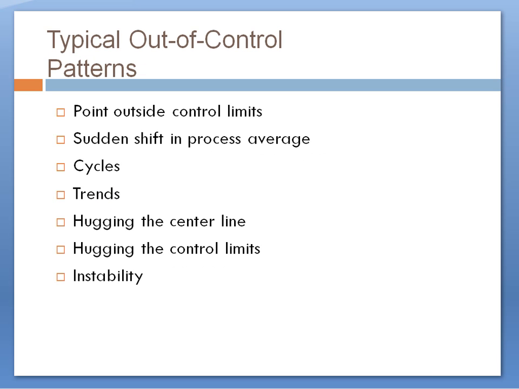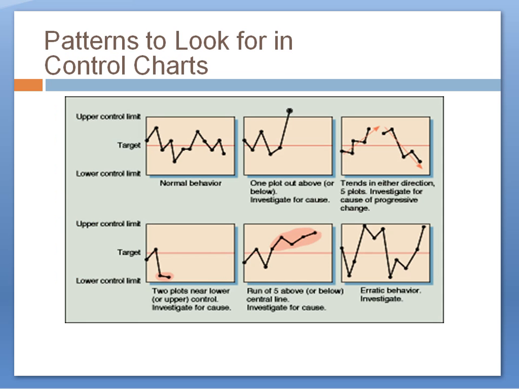Now, the typical out-of-control patterns are points outside of the control limit, sudden shift in process average, cycles, trends, hugging the center line, hugging the control limits, or instability. So this is how a pattern looks, and this is the pattern you should look for in a control chart. This is normal behavior. You have points that are either above or below your average or your target value, and they're not outside of the control limits, either the upper or the lower.